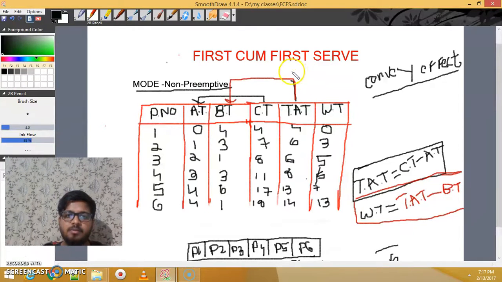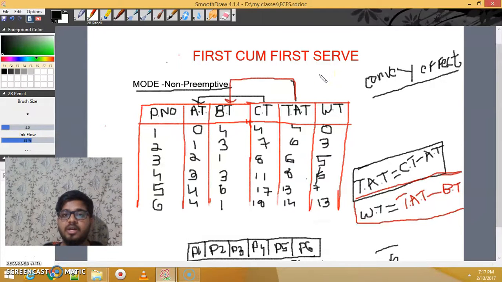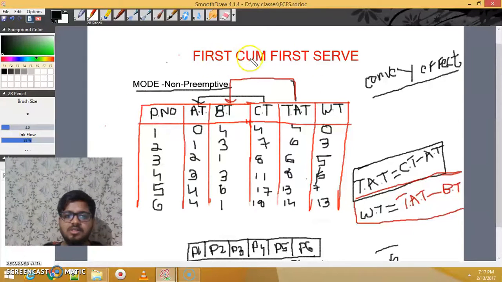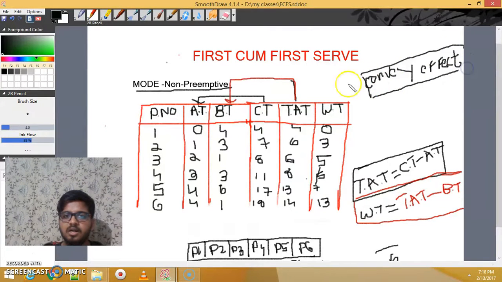On arrival at 0, process P1 is there, so it is executed up to 30 units. Until 30, there is no way for process P2 to execute. It has to wait for 30 units of time. 30 minus 1, 29 units of time it has to wait. So first come first serve suffers from the convoy effect. In the next lecture I will explain the convoy effect in a better way with an example.